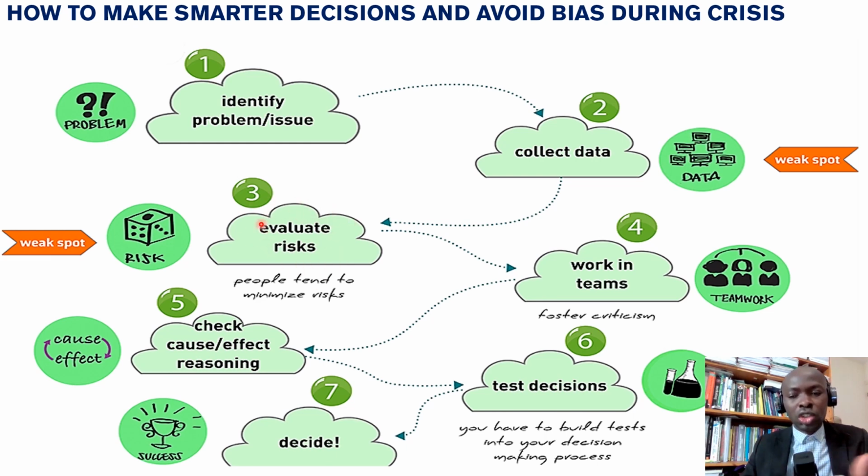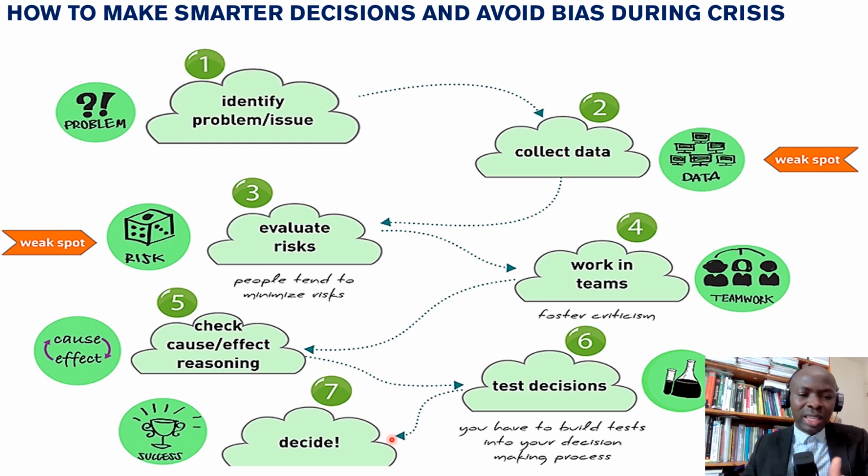Once you've evaluated, you then try to work in teams, and maybe smaller teams. At the time of crisis, you need that speed, and you check your cause and effect in terms of the reasoning that is informing whatever decision you are going to arrive at. And then you can test your decisions. You can try to work it out and see whether it's the most viable option for your organization to handle or to resolve that particular issue. And of course, you have to decide.